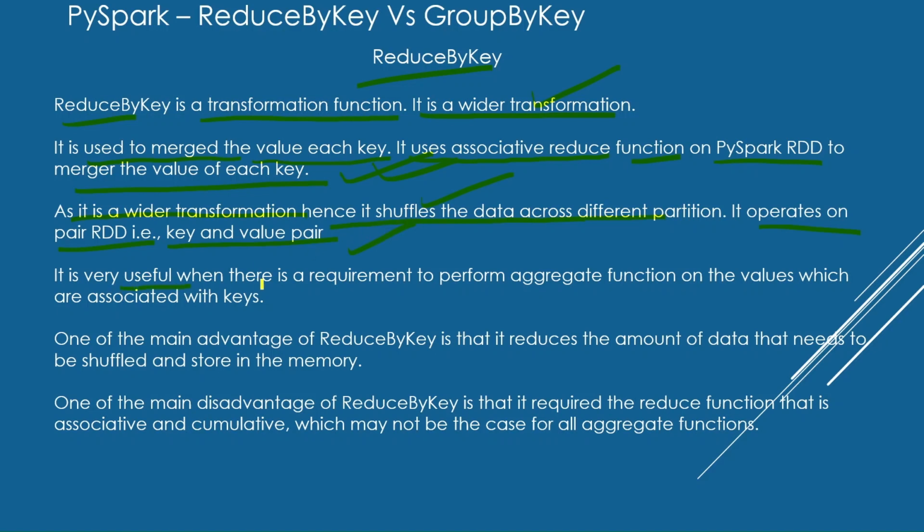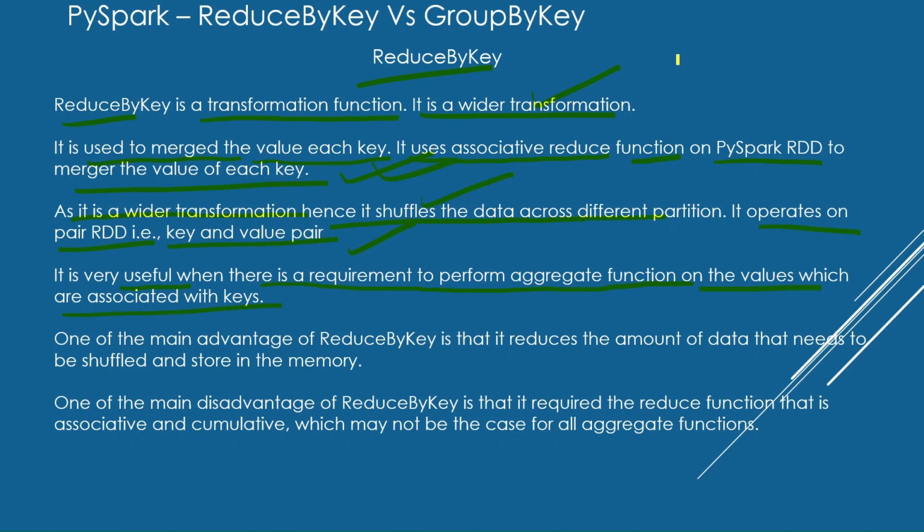It is useful when there is a requirement to perform an aggregate function on the values which are associated with the key. So suppose we want to perform any kind of aggregation, such as sum, count, mean, max, at the key level. What I mean by key level is that it will merge all the values based on the key.